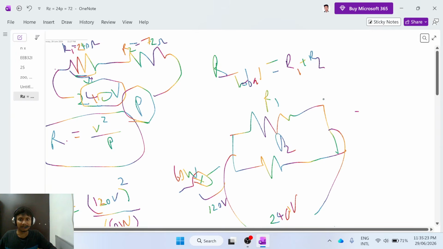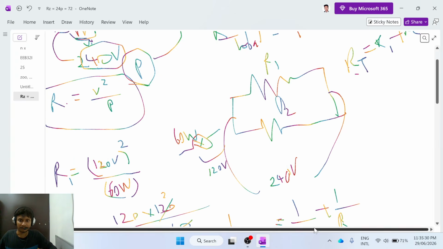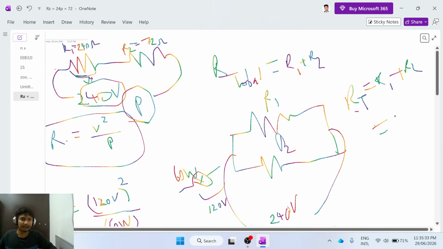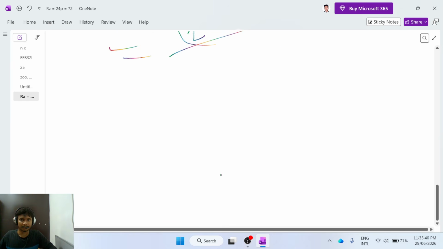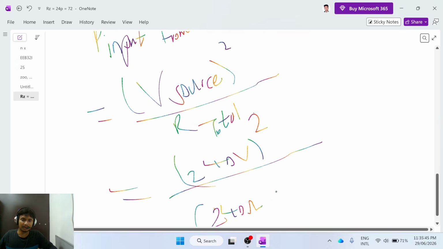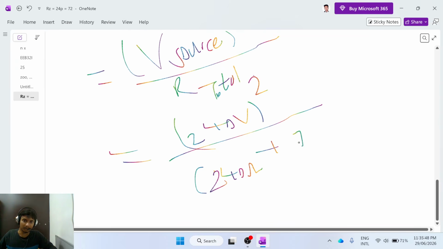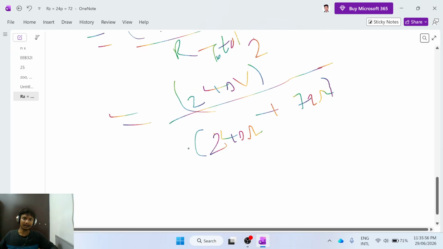Now the bulbs are connected in series, therefore it's very easy to find. R total is equal to R1 plus R2. R1 is equal to 240 ohm, and R2 is 72 ohm. Therefore, R total is equal to 240 ohm plus 72 ohm. Okay, if you calculate, you will get the final answer.